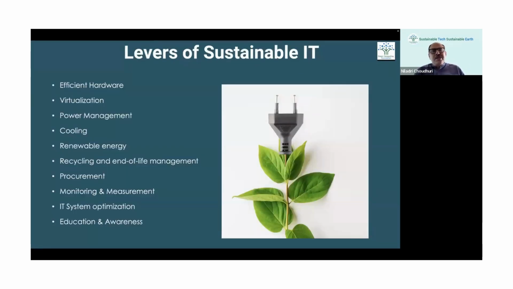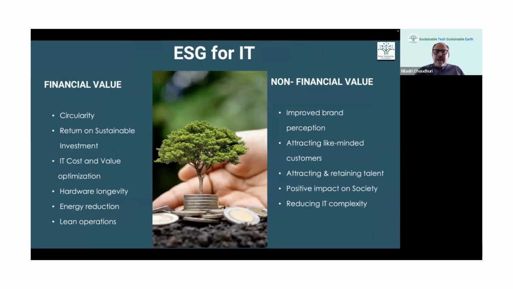So what are the levers of sustainable IT? Efficient hardware, virtualization, power management, cooling, renewable energy, recycling and end-of-life management, procurement, monitoring and measurement, IT system optimization, and education and awareness. We have to look at each of those. In this course, we are not going into depth on each of them, but just to get an idea.